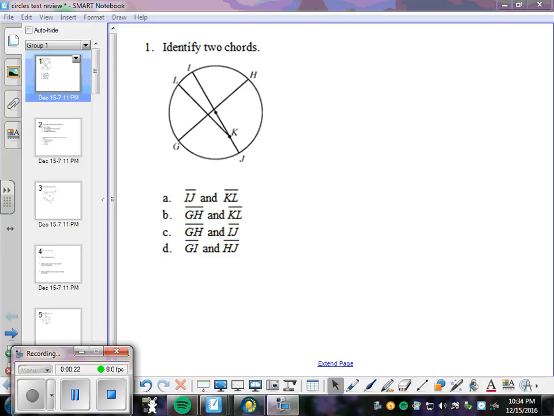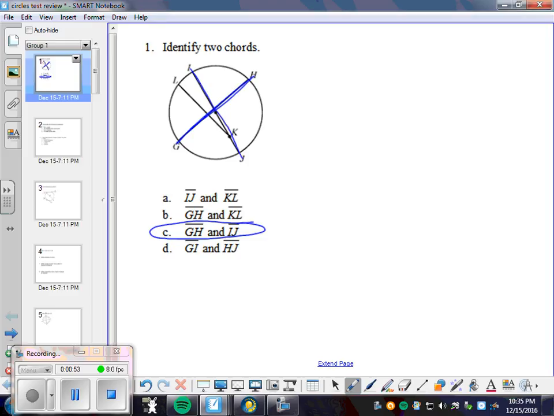Okay, we're going to start with number 1. We're identifying two chords. So when you look, remember a chord has 2 points on the circle. A chord stops where a secant would continue to go through. So two chords in this circle would be GH and IJ. LK is not because it stops on a line, the diameter in the circle. So GH and IJ, C.